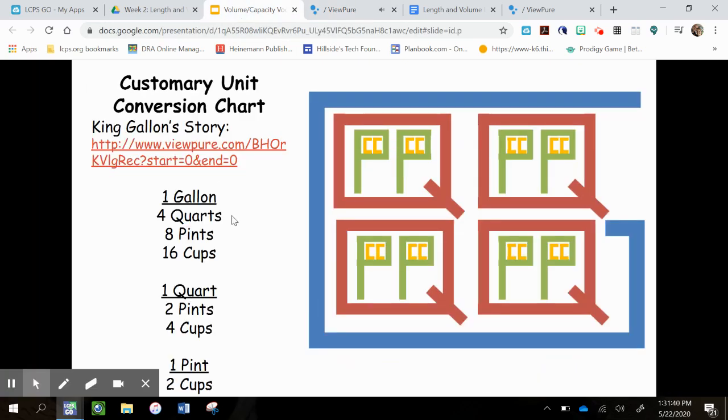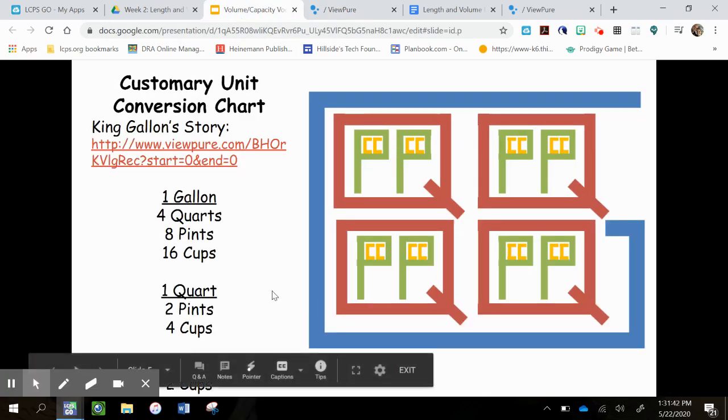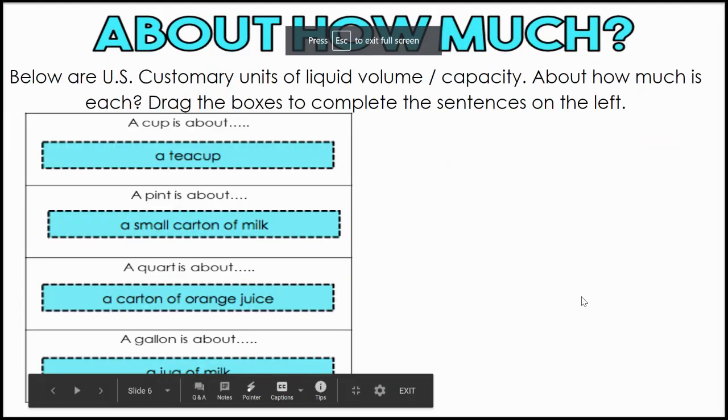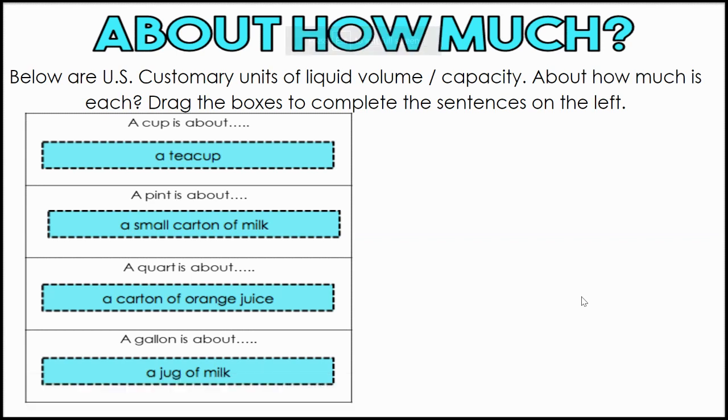So our King Gallon video explains a little bit more about the conversion chart. So moving on about how much, we have U.S. customary units of liquid volume below, and so I have added these to each box. A cup is about a teacup, a pint is about a small carton of milk, a quart is about a carton of orange juice, and a gallon is about a jug of milk.